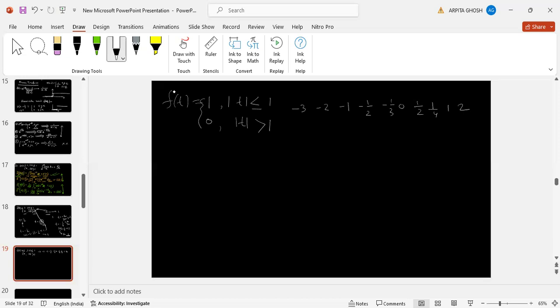Minus 3, t is minus 3. Minus 3 means mod of t is greater than 1. Mod t is 3. 3 is greater than 1. So functional value is 0.